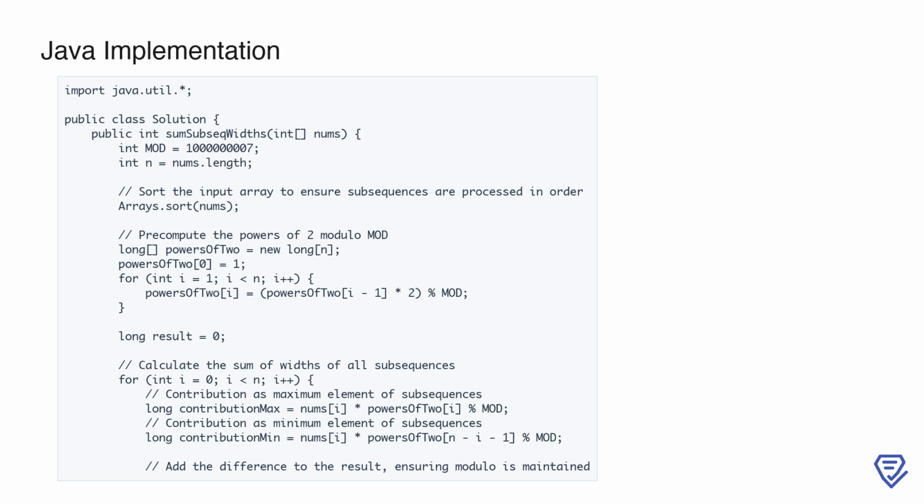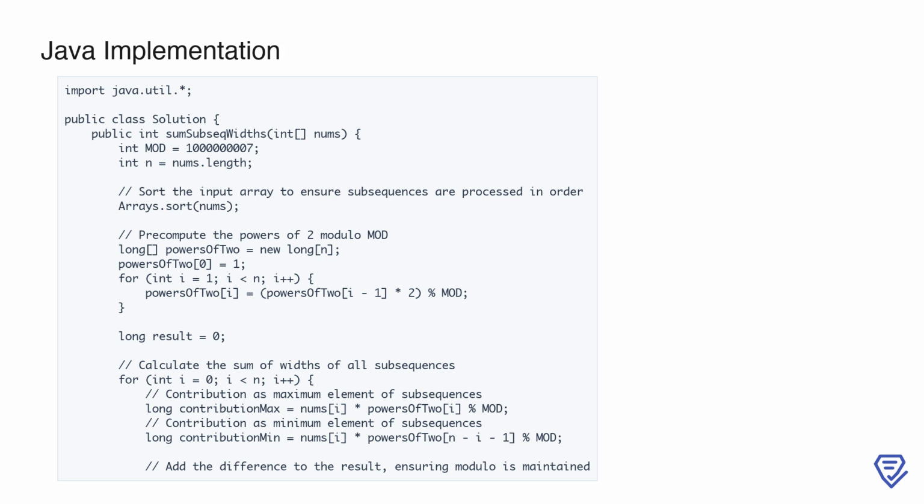This helps us efficiently calculate the contribution of each element in the subsequences later. The first power of 2 is initialized as 1, and for each subsequent index, we calculate the next power of 2 by multiplying the previous value by 2 and taking the modulo mod. After this, we initialize a variable result to 0, which will store the final sum of subsequence widths.